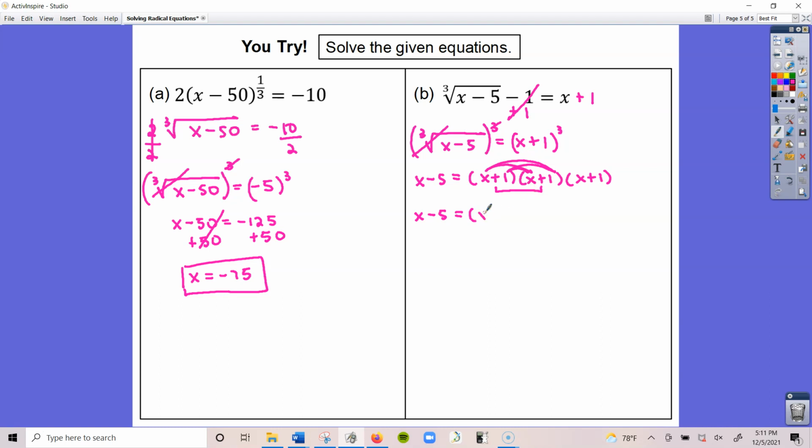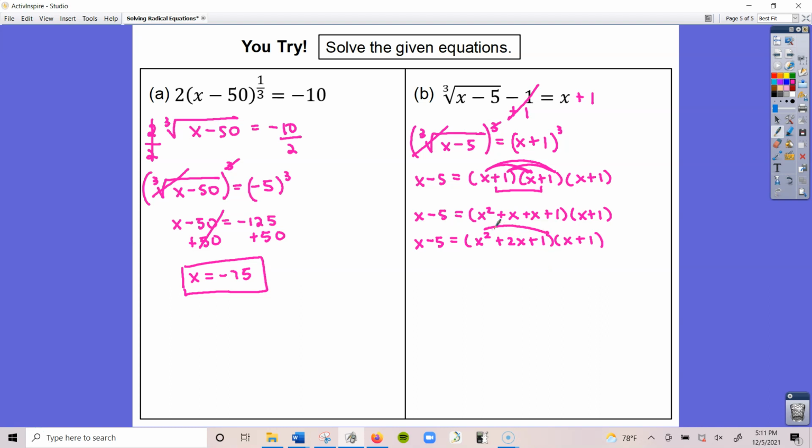x times x is x squared. x times 1 is plus x. Another 1 times x is another x. And 1 times 1 is 1. I'm going to combine these like terms here before I distribute once more. So x minus 5 is going to equal x squared plus 2x plus 1, times x plus 1.